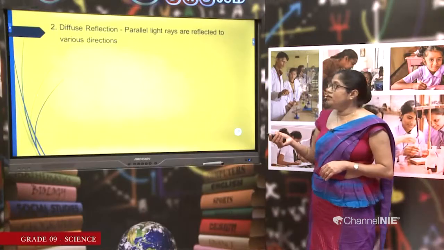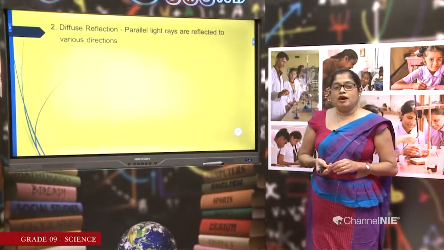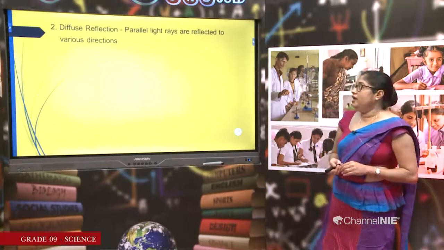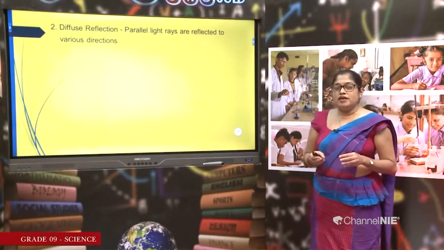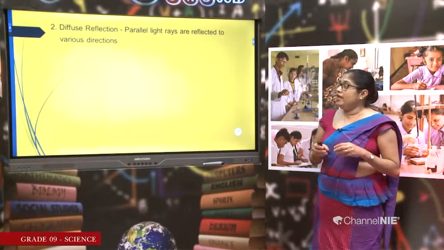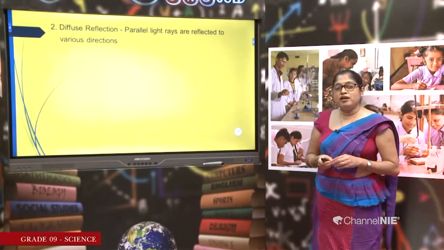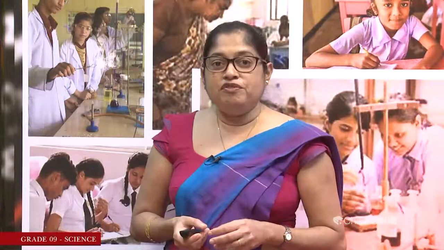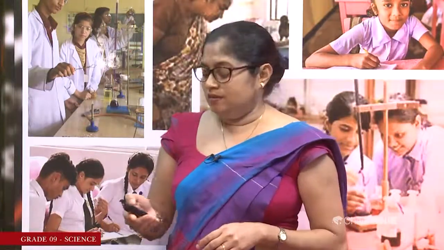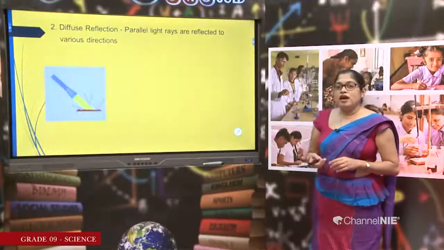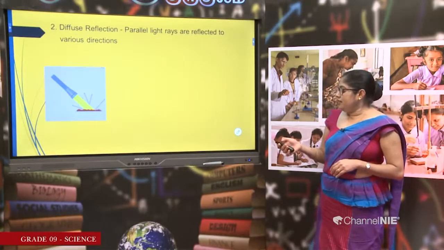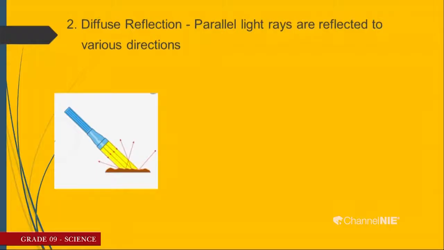So, let us define what diffuse reflection is. Unlike regular reflection, in diffuse reflection, when parallel rays are falling on an object, they are not reflected as a parallel beam of light. Instead, they are reflected into various directions. This diagram shows it. Here you can see light rays are falling on an irregular surface. You can see the reflected light rays are reflecting into various directions. They are not parallel to each other.